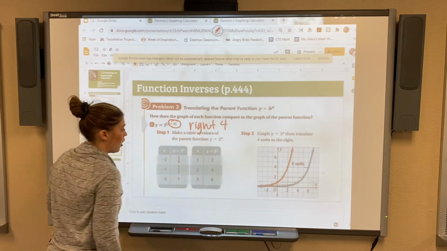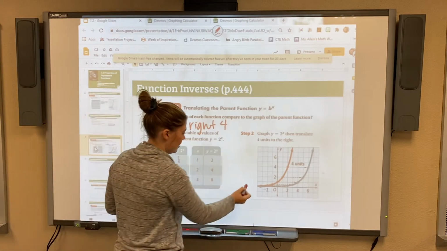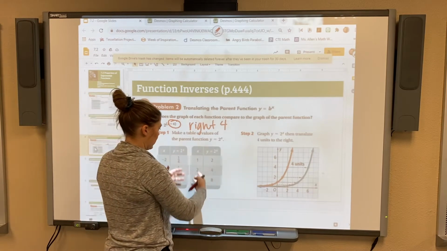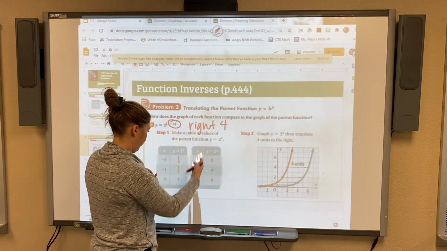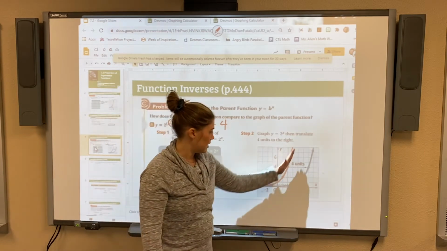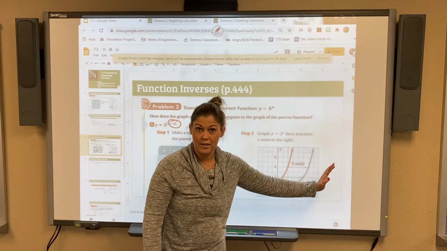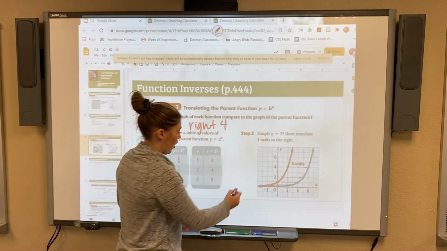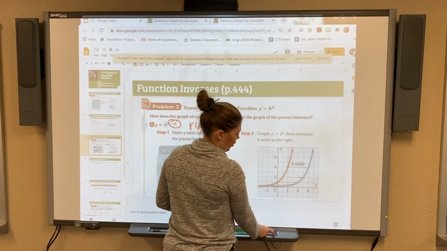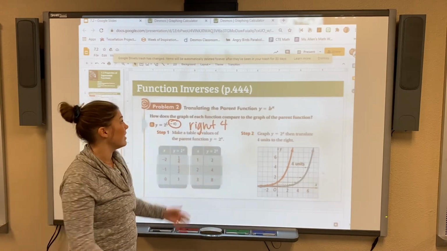So our parent function is in red. And then here are your x, y values for the parent function. And then all we need to do is move 4 to the right, okay? So our parent function is red. Our transformation is 4 units to the right, and that's it.